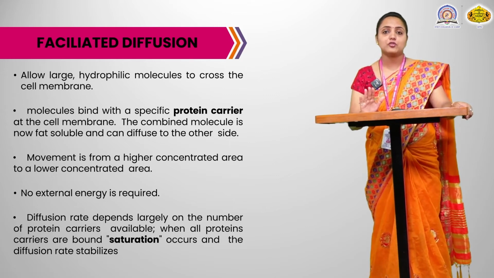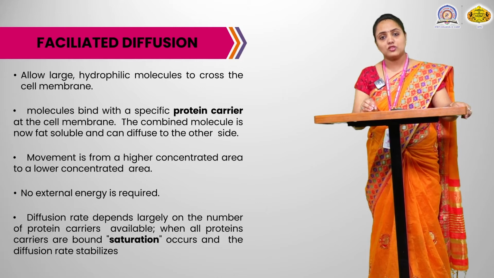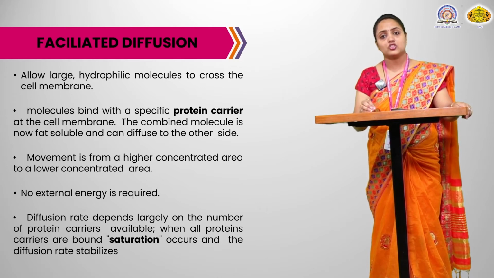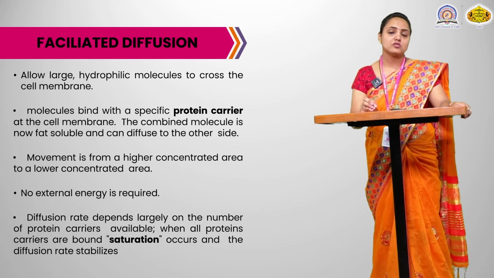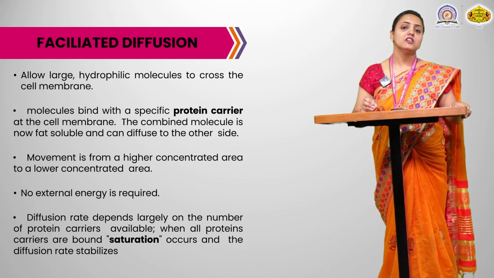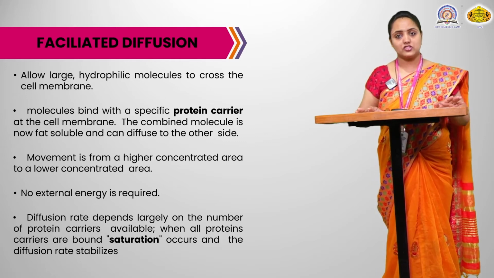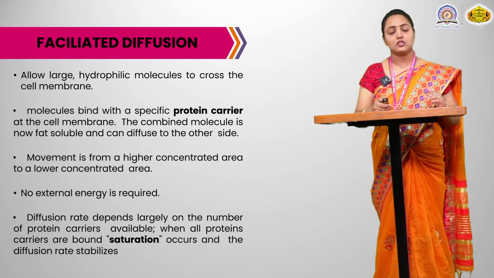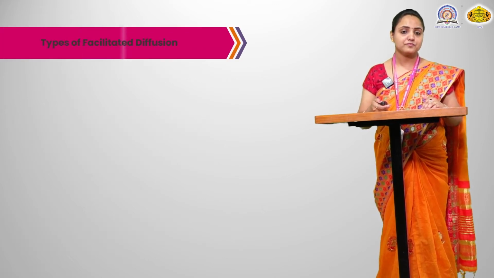In facilitated diffusion, polar and large molecules, which include nucleotides, glucose and all the carbohydrates, are diffused by using a transporter or a carrier. And charged molecules, for example sodium, potassium, calcium and chloride, require an ion channel to facilitate the diffusion. Okay, but here no energy is required. So we are going to learn about these two types of facilitated diffusion.